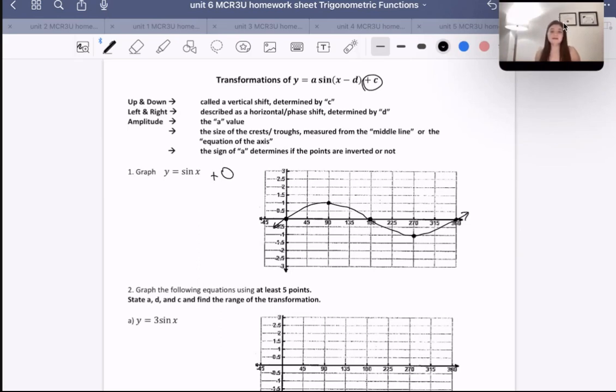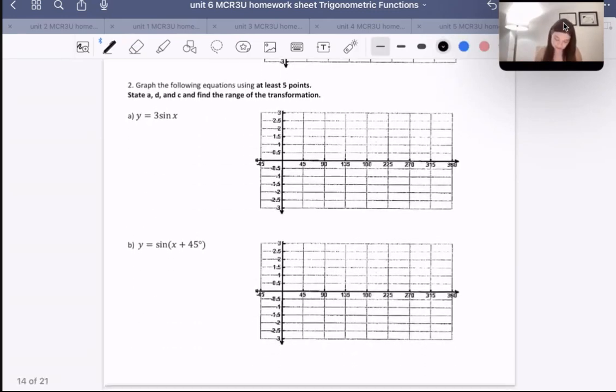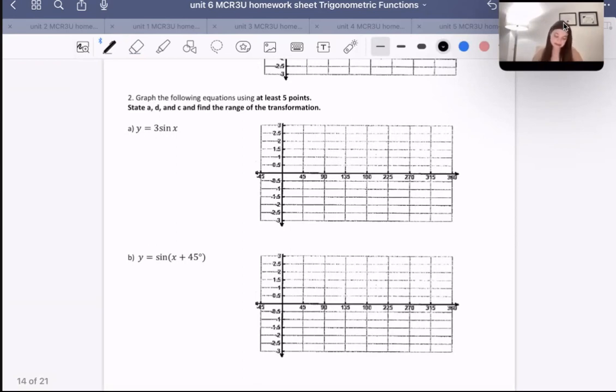I'm hoping these transformations are really familiar for everybody, because the great thing about them is that they're very similar to transformations we've done other times, and the final exam is coming up. So reviewing all transformations will greatly help you. All right, so let's move on to example 2. It says to graph the following equations using at least 5 points, state A, D, and C, and find the range of the transformation.